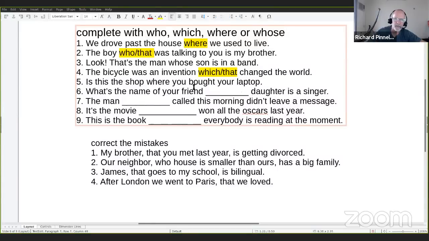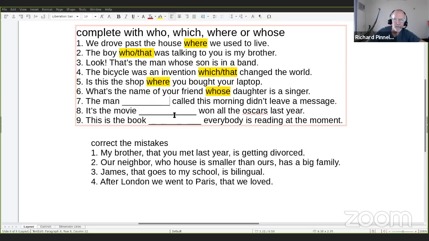What's the name of your friend? Daughter is a singer. What's the name of your friend? Who? No, not who. Who's? Rip Beast. Very good. Who's? What's the name of your friend? Whose daughter is a singer?